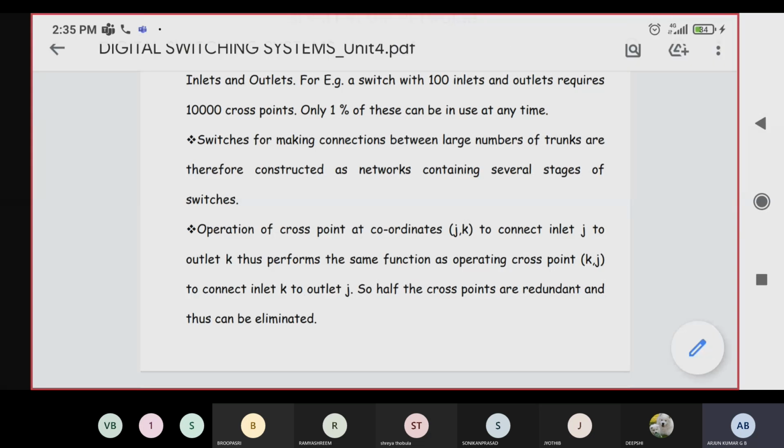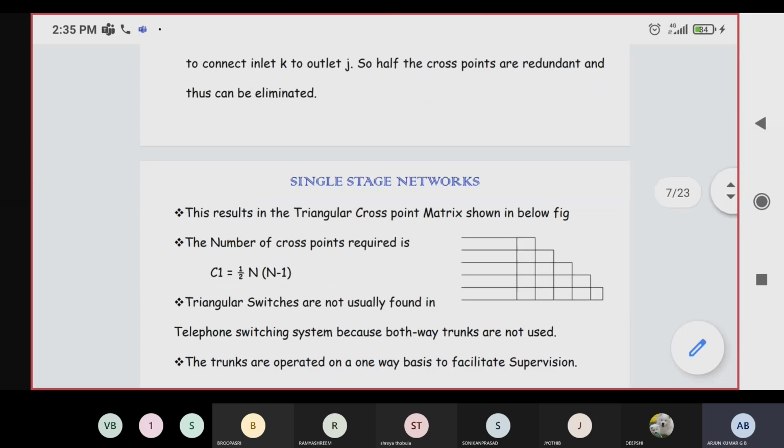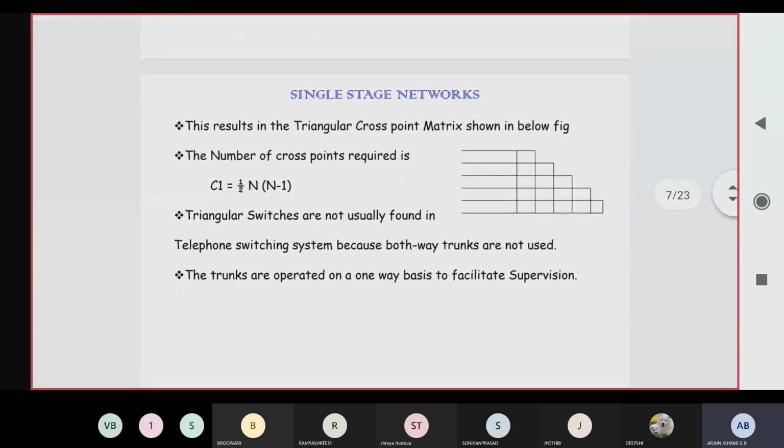Okay, K to J. That's why what they did means they're removing half of the cross matrix. Redundant means they remove half of the cross points. That is nothing but eliminating. Then we'll get this kind of number. The result is the triangular cross point matrix as shown in the figure. Some half portion of the diagonal matrix will be removed, and the remaining half will be there.